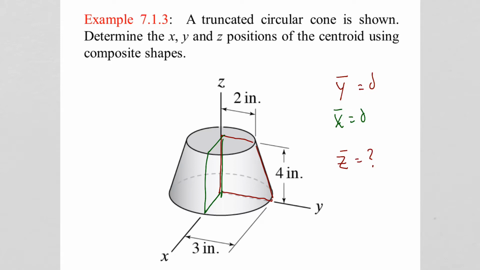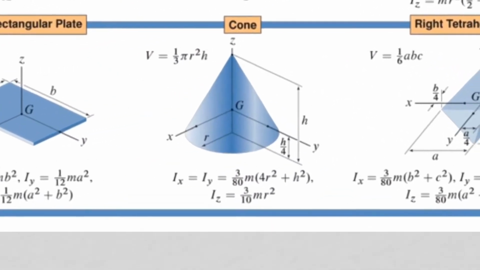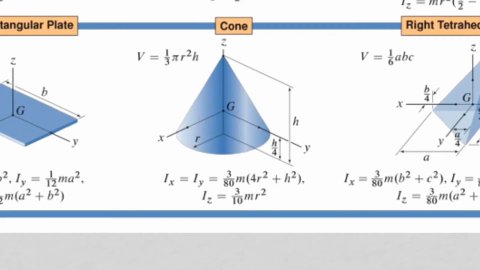When determining z bar and using composite shapes, we have to find a shape that looks like this. And right now, if we look in the back of the book, we see these shapes. And the one that comes closest to the shape that we're interested in is this cone itself. The problem with this cone, of course, is that's not what we have. We've got some truncated cone, right? We've got this part which has been removed, this upper portion. But we can probably use this with some composite shapes and add two shapes or subtract some shape off to get our shape that we're looking for.